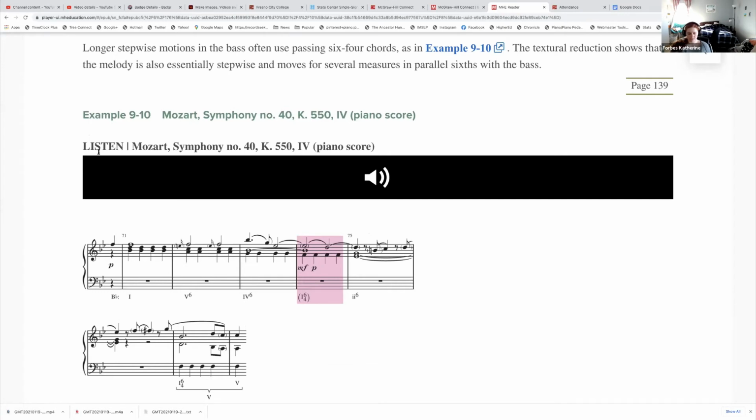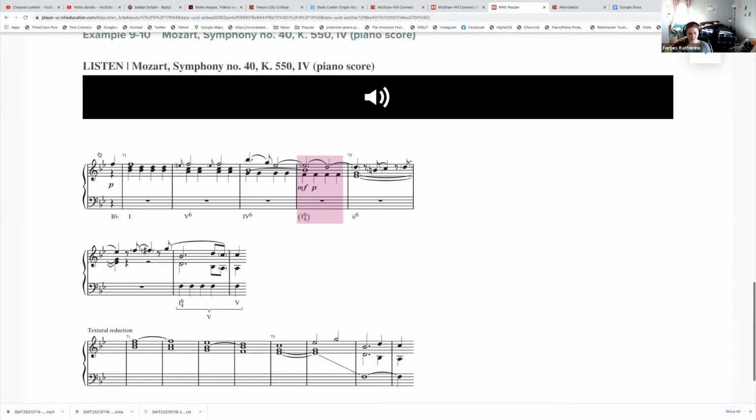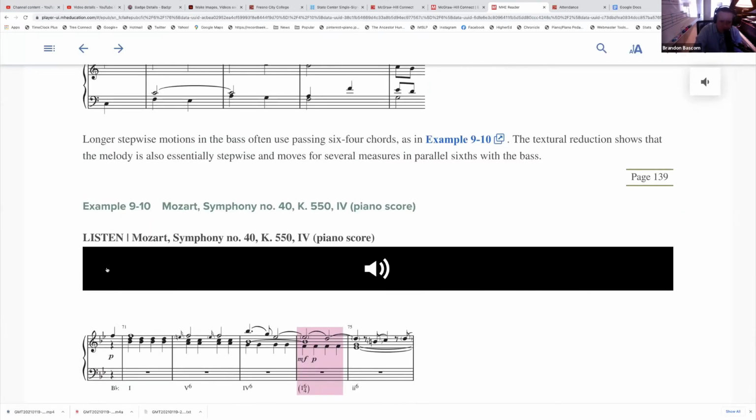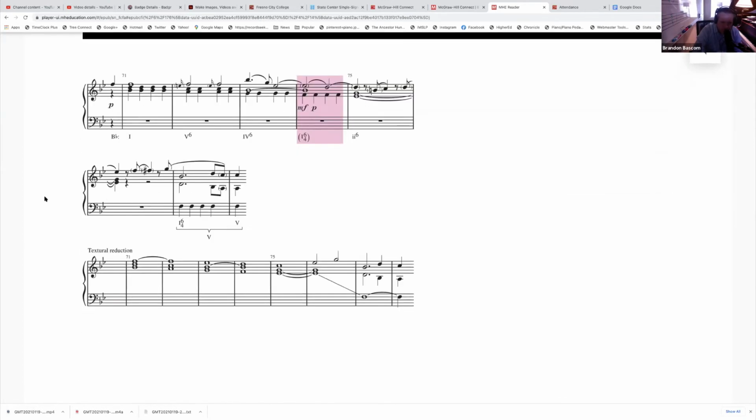Passing 6/4 in the red, in the pink box, cadential 6/4 at the end, textural reduction. So the point of that was just to tell you long stepwise motion in the bass is a good place to find them or put them. Are we okay with that?